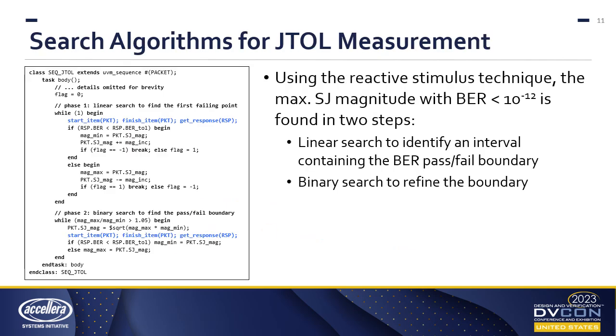Using this reactive stimulus technique, the sequence component performs the search in two steps. First, it uses a linear search algorithm to identify an interval containing the BER pass and fail boundary. Second, it performs a binary search within that interval to refine the boundary location, that is the largest SJ magnitude meeting the target BER.